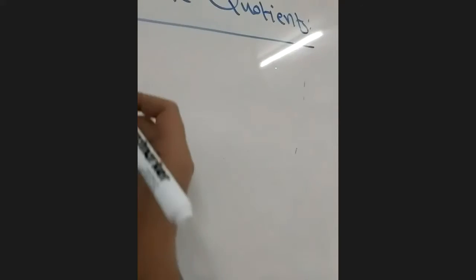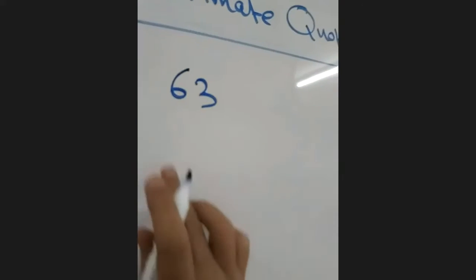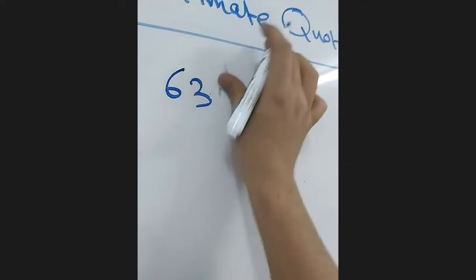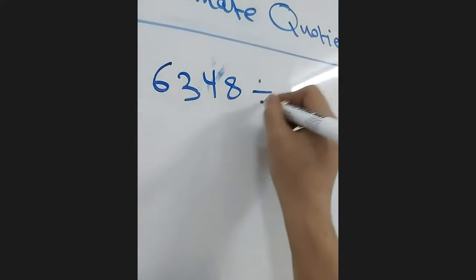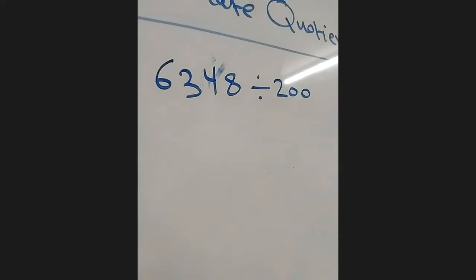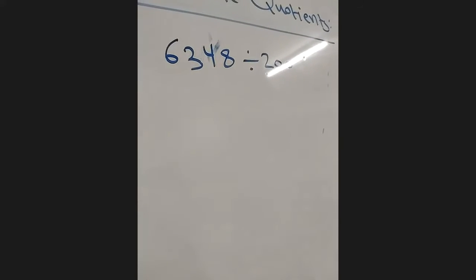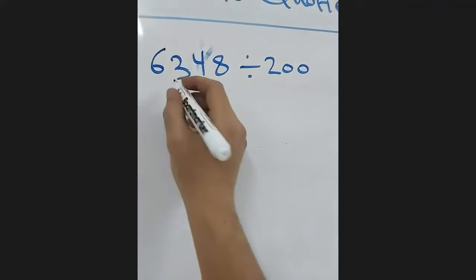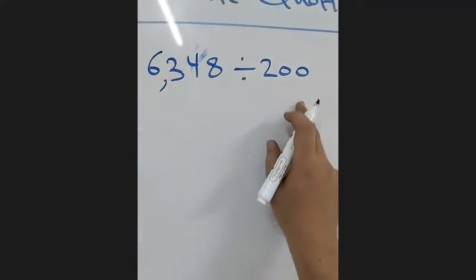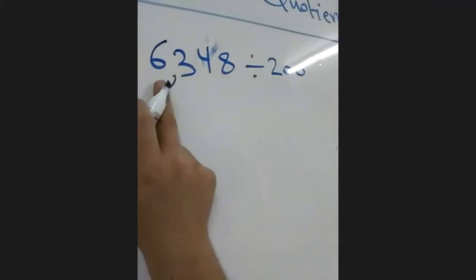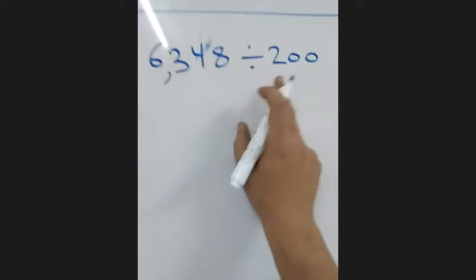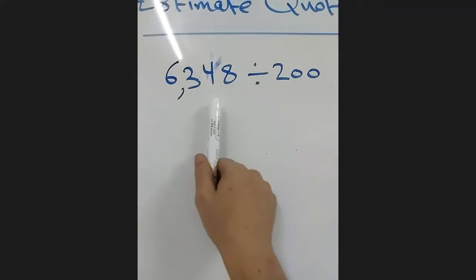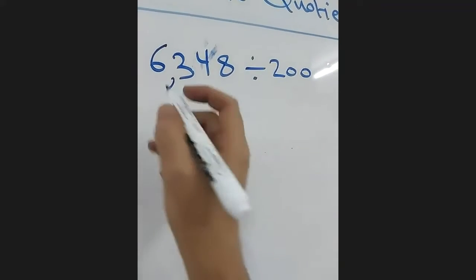For example, guys, if you want to estimate 6,348 divided by 200. Now here we have thousands, 6,348 divided by 200. Now we'll take a look at the first numbers here, 6 and 2, and we will ask ourselves, can 6 be divided by 2? Yes, it's a 3, but we need these numbers to be zeros. So let's round the 6.